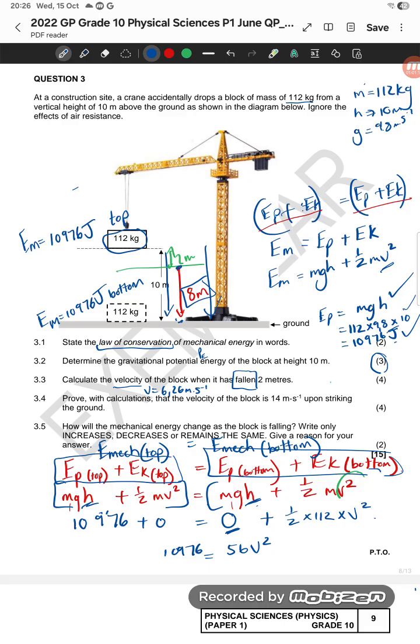Okay, so 10976 divided by 56. Oh, I should have put the square root there. The square root of 196 is v squared. So therefore, v is equal to, and I should know this one, 14. So v is equal to 14. Please put the units or you don't get the mark. Meters per second.